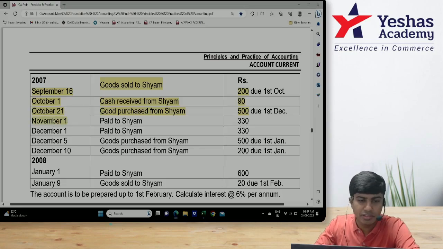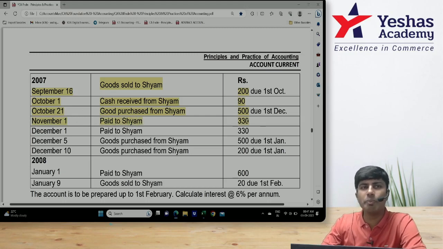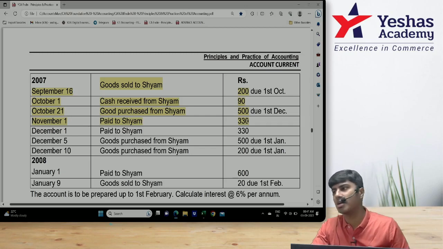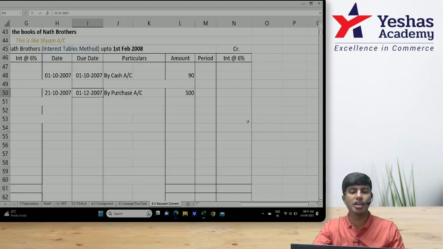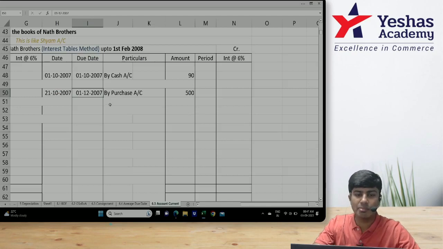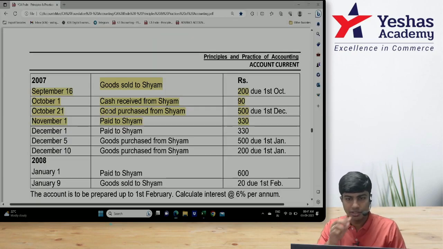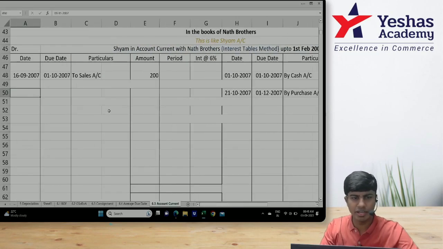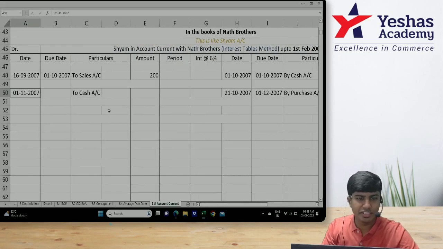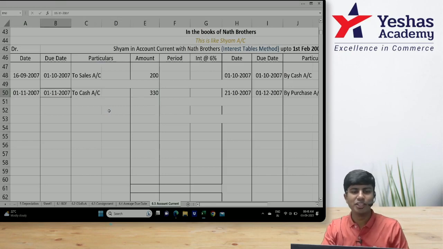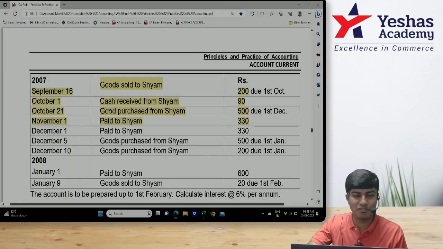1st of November. Paid to Shyam 330. When you pay to Shyam, what is the entry? Shyam account debit to cash. This is Shyam account. What do you write? Say paid to Shyam, to cash. 330. Date is same. What's after that?